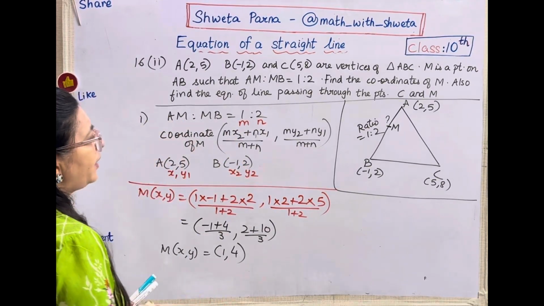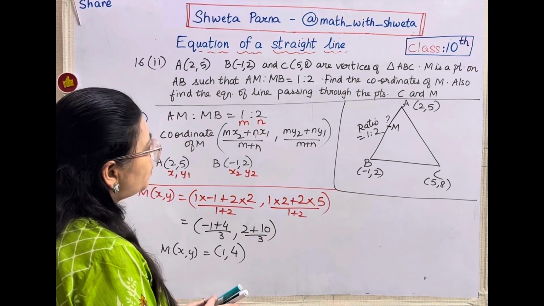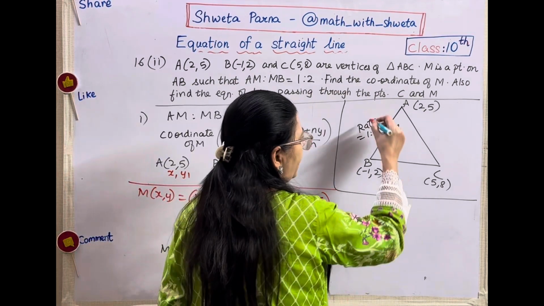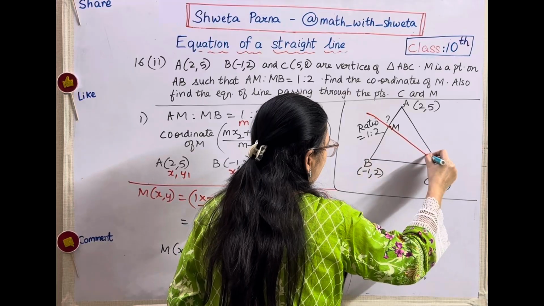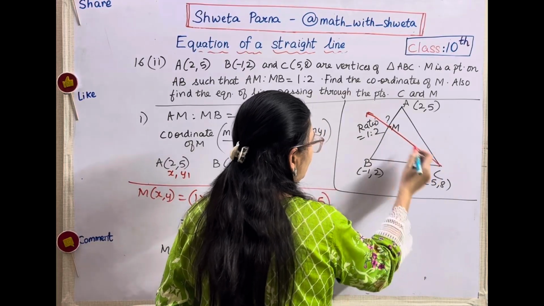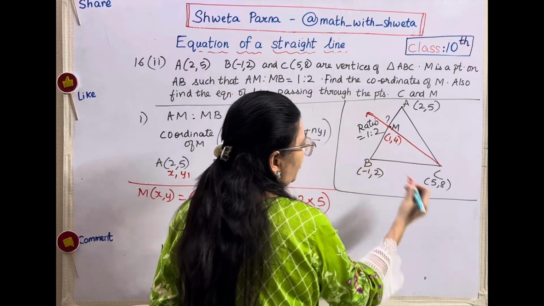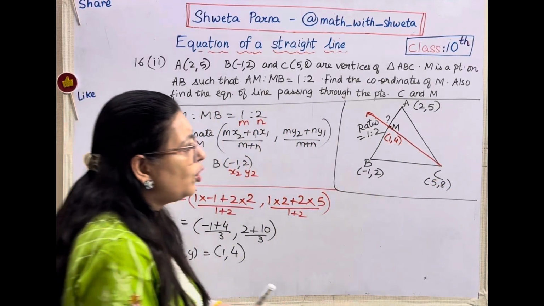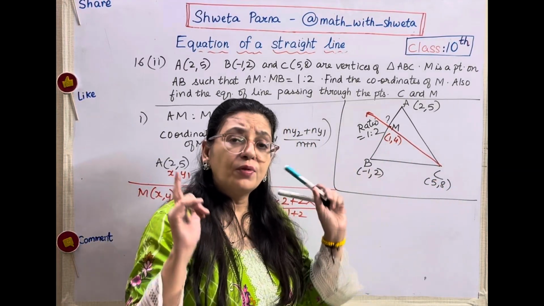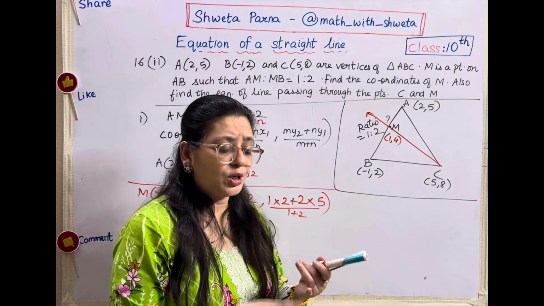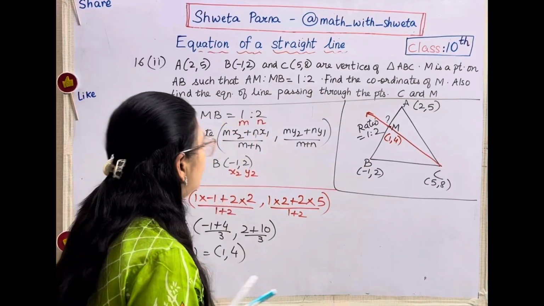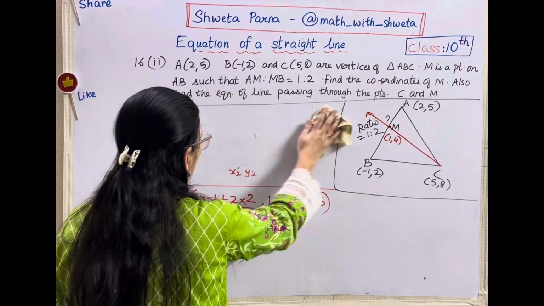Now you have to find the equation of the line which passes through the points C and M. For example, if this is a line, it passes through C and M. What coordinates did you get for M? It is (1, 4). And C is already given to you. So two points are given to you. Which formula will you use for finding the equation? The two-point slope formula. Okay, two-point slope. Come on, let's do that one.